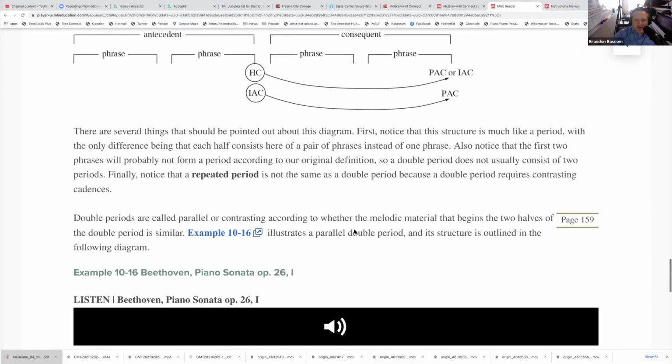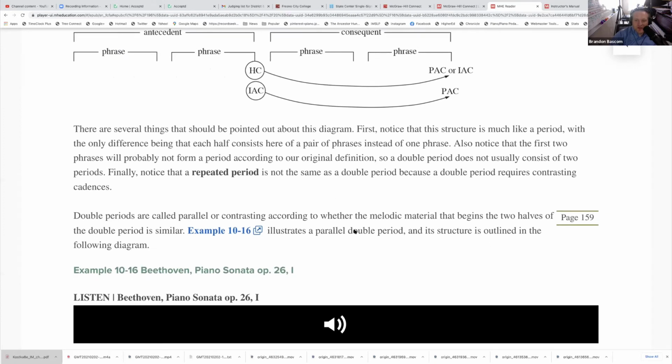Several things should be noted. First, the structure is much like a period, with the only difference being that each half consists here of a pair of phrases instead of one phrase. Also notice that the first two phrases will probably not form a period according to our original definition. So a double period does not usually consist of two periods. Finally, notice that a repeated period is not the same as a double period, because a double period requires contrasting cadences.